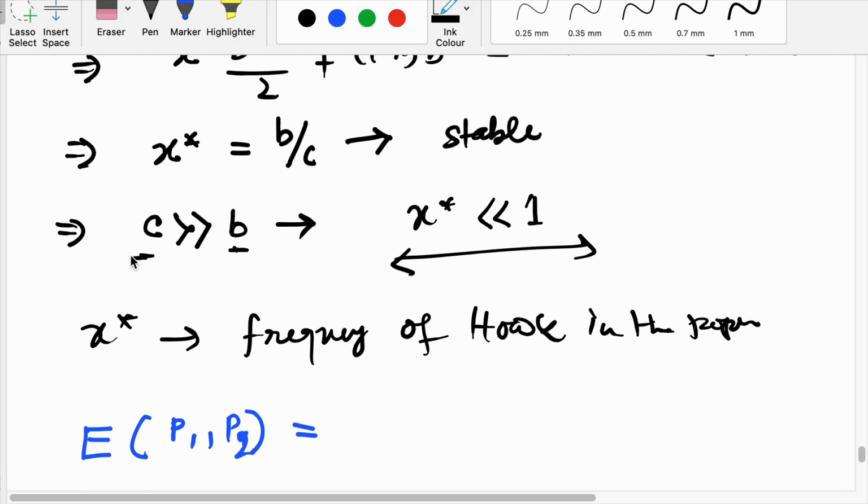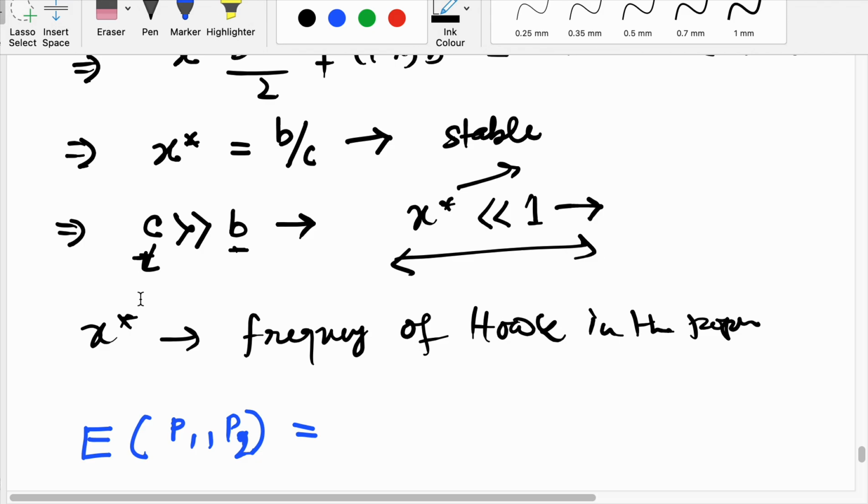And you may find that if c is much larger than b, then x star, the frequency or the probability of escalating a fight, is very much less than 1, so it is very small. So when the cost of fighting becomes larger than the benefit of winning, you will find a lower frequency of the hawk strategy in that population. That actually shows why individual level selection selects those kinds of strategies that are lesser aggressive, only show their strength.